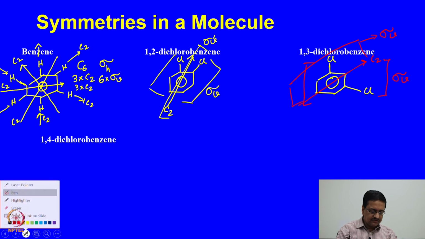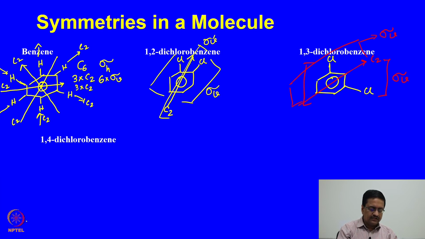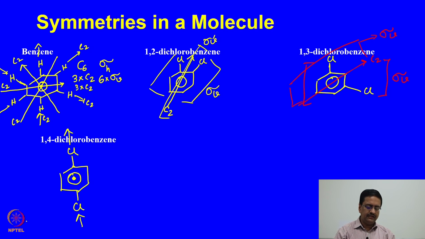Let us see the case with 1,4-dichlorobenzene. So, what we have in this case? We have a C2 axis passing through the midpoint of the ring. We have a C2 axis in the plane of the molecule. We have a C2 axis bisecting the molecule like that.